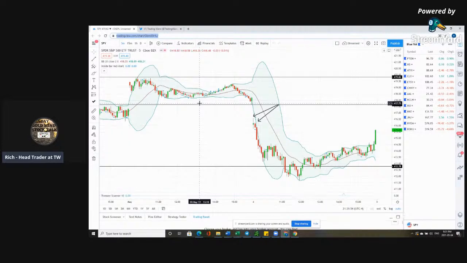The whole purpose behind doing that is we want to take advantage of the trapped traders when their stop losses get run. When the panic happens, we want to be able to be a part of that momentum, okay?